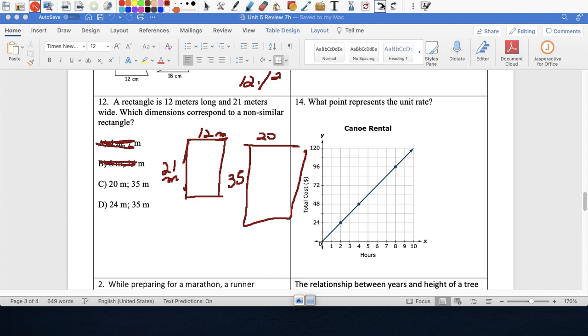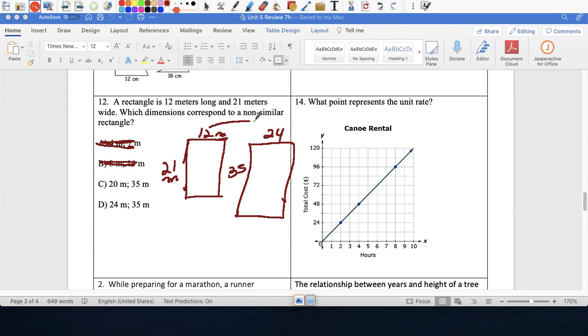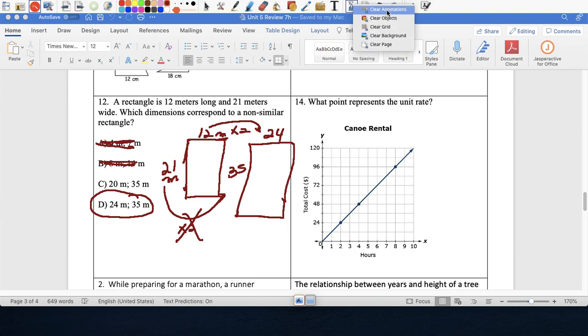And then the last one is 24. So let's put 24 and 35. So 12 to 24, you can easily say is times 2. And then 21 to 35, is it also times 2? No, it's not. So this one is the one that's not similar. So again, that's one way of doing it.